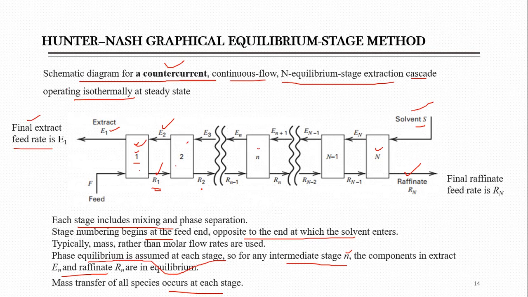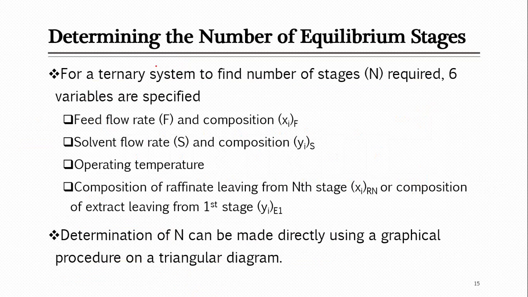So now that you know this system, we have to continue with it and calculate the number of stages. Overall, for using this ternary system to find the number of stages, we require 6 variables. Its degree of freedom is 6. Here we are not going into the detail, but it is discussed in the book. You can quickly go through that.